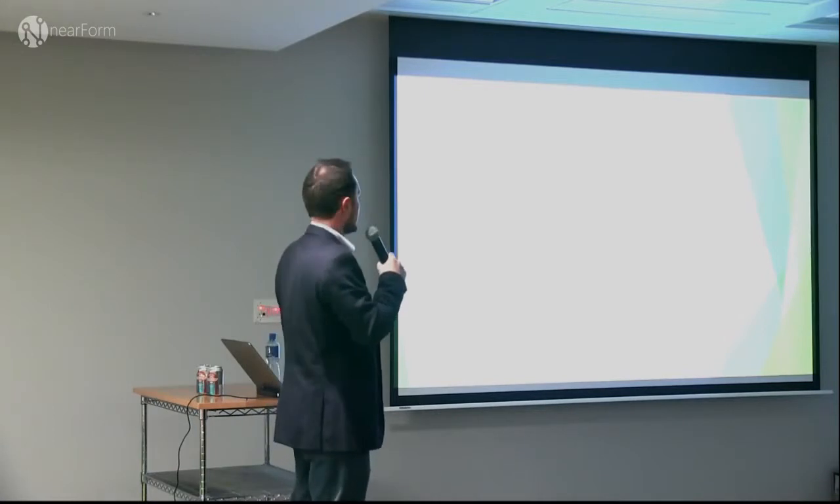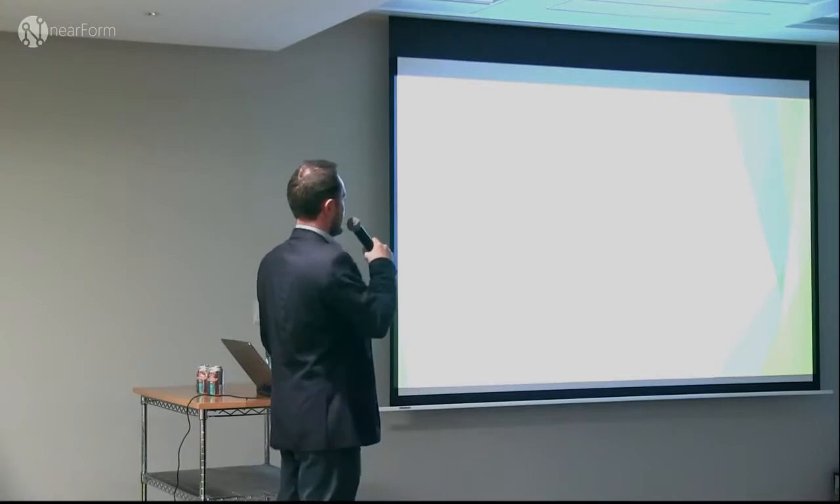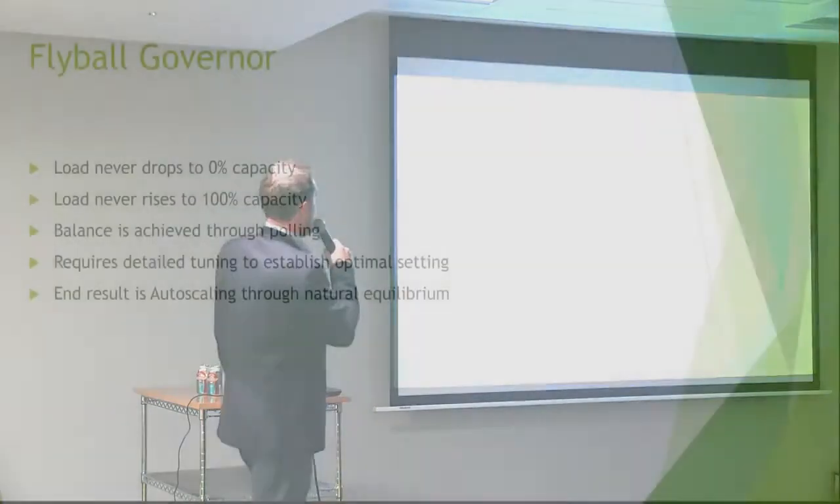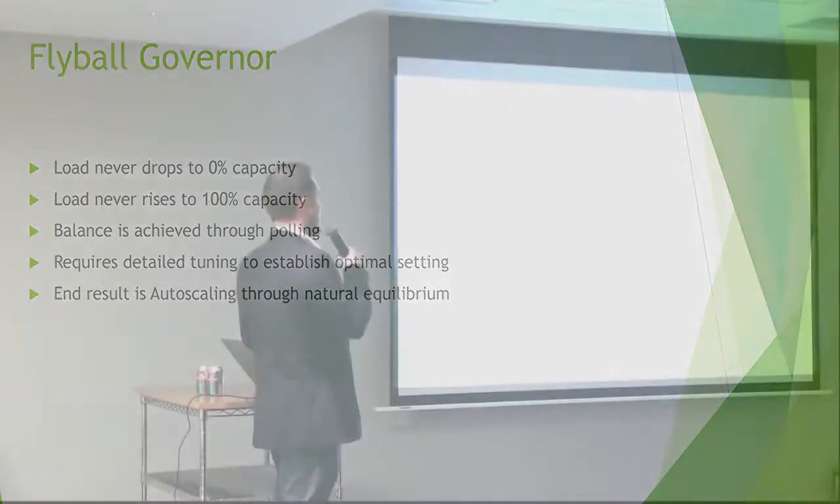Effectively, what we want to achieve with this ultimately leads to auto-scaling. What we experience with a flywheel governor pattern is the load never drops to 0% capacity, simply because as the oscillating arms go down, they always let more fuel in, or in the case of microservices, they let more messages through. That will generally happen before 0%, so we never experience that. And similarly, we never experience load that rises to or above 100%.